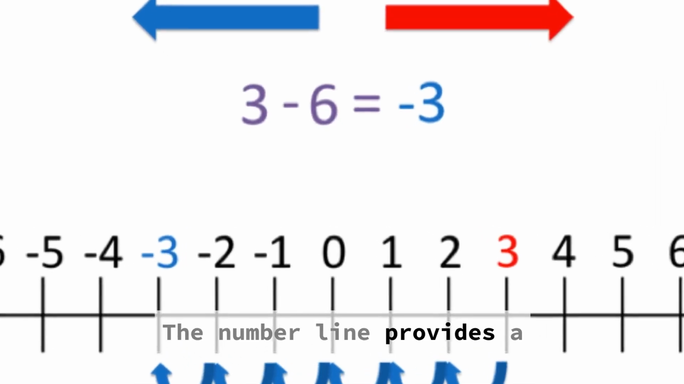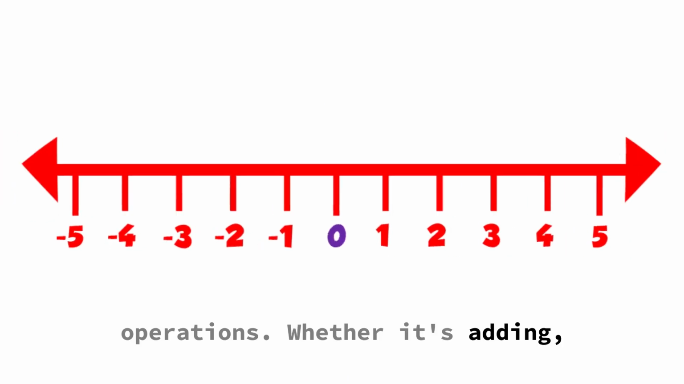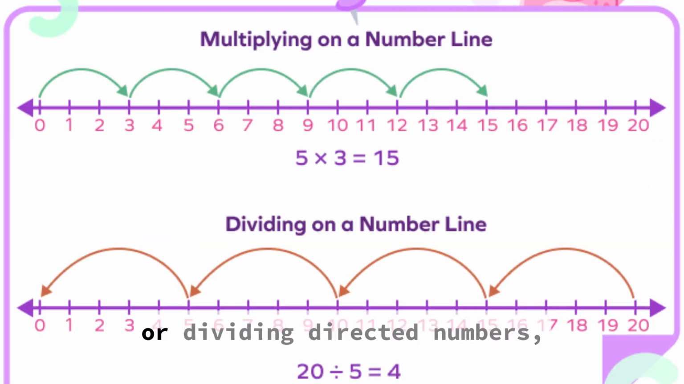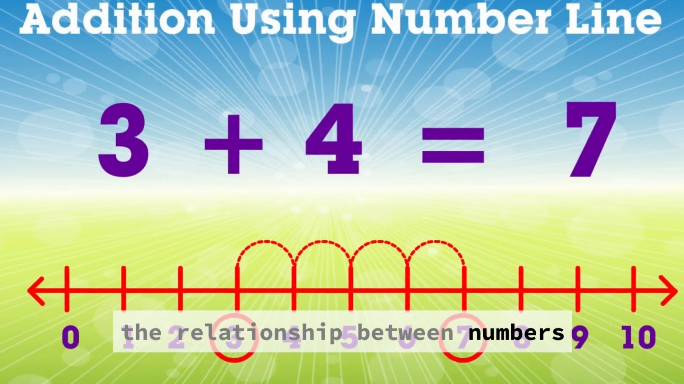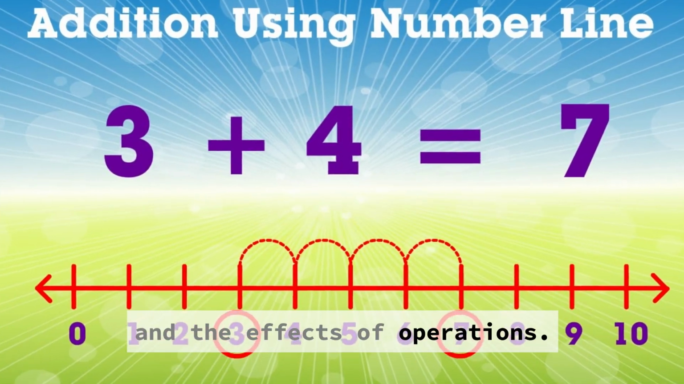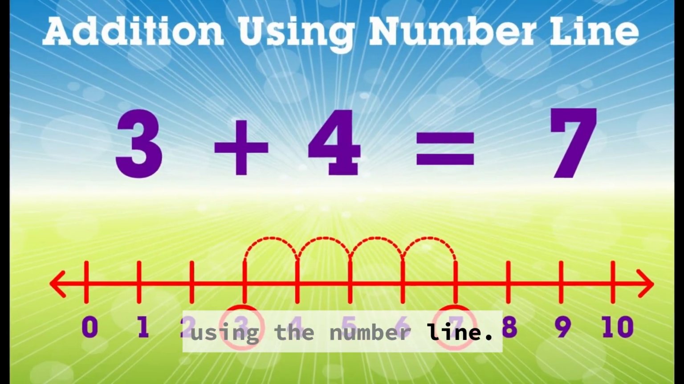The number line provides a visual way to understand complex operations. Whether it's adding, subtracting, multiplying, or dividing directed numbers, the number line helps you see the relationship between numbers and the effects of operations. Equations involving directed numbers can be solved easily using the number line.